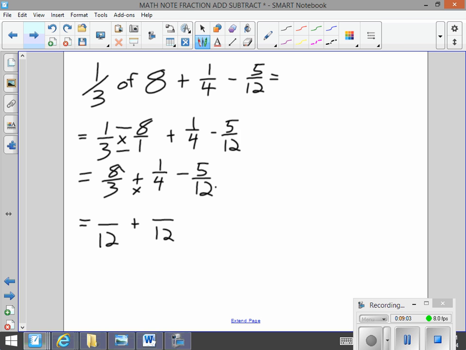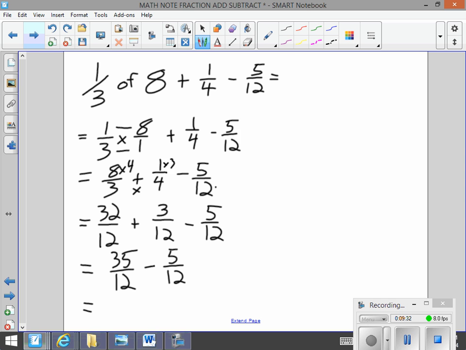So 3 went 4 times, so 8 times 4. Let's do a little times table work here. 8, 16, 24, 32. Plus, that's going to go 3 times. It's 3. Okay. So we'll add those. 32 plus 3 is 35 over 12. And look at that, common denominators match. So we're at minus 5. That's going to be 30 over 12.